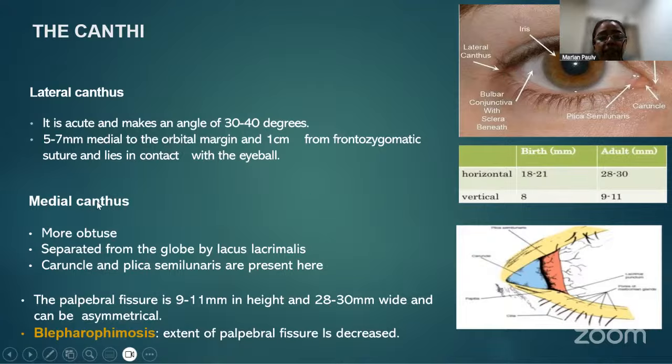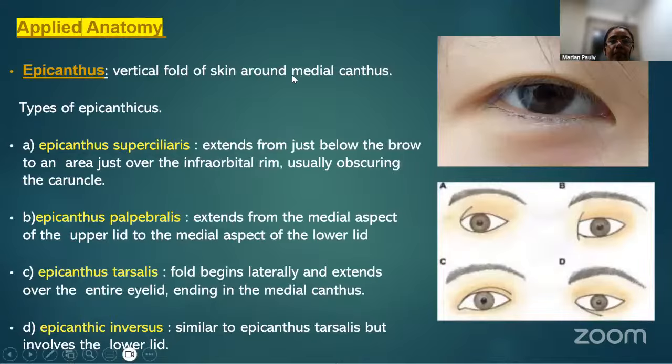Now look at the medial canthus. It's more obtuse compared to the lateral and separated from the globe by lacus lacrimalis. Caruncle and plica semilunaris are present here. The palpebral fissure is 9 to 11 millimeter in height, and it is 28 to 30 millimeter wide and can be asymmetrical also. So blepharophimosis is a condition where the extent of the palpebral fissure is reduced.